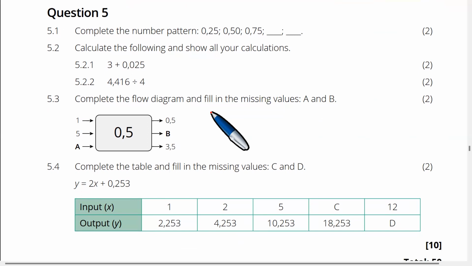Now let's look at 5.2.2, this one. What's the answer to that one? Calculate the following and show all your calculations. In 5.2.2, we are saying 4,416 divided by 4. What's the answer? Okay, for 2 marks, you need to show all your calculations. Please let me know what your thought is.